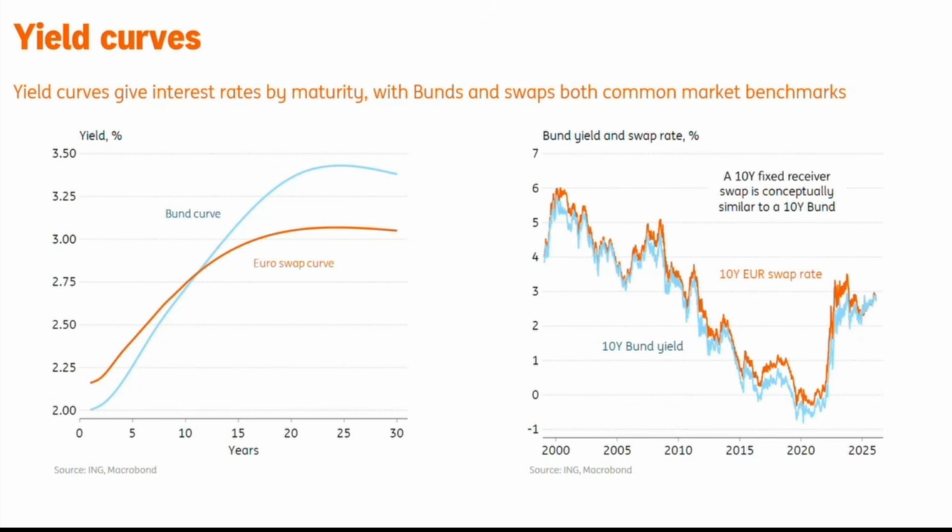So a 10-year fixed receiver swap is conceptually similar also to sort of funding a bond position. I won't go into the technical details, but I think the right-hand chart will give you quite a bit of a sense. Look, these two rates really move in tandem. So if the 10-year bond yield goes up, the 10-year swap rate goes up. The spread between the two does change over time, and I could dedicate an entire different session to swap spreads, but that would be a bit more of an advanced topic.